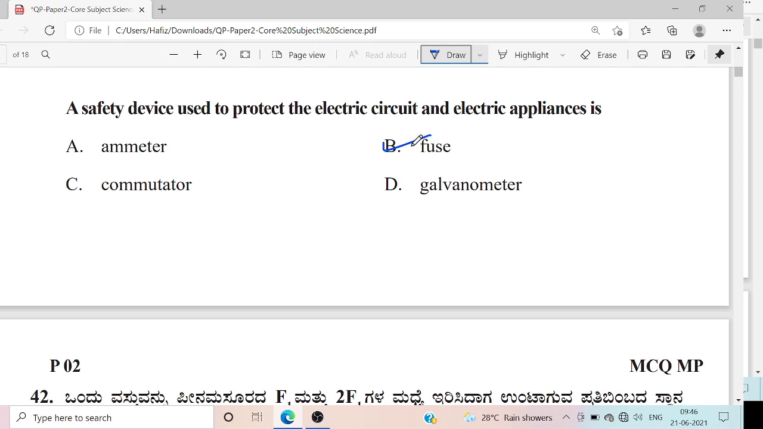Fuse is the device, and you must also know what the other options are. Ammeter is used to measure the electric current in the circuit. Commutator, in motors, its function is to reverse the direction of current, and the role of the commutator is played by the split rings. And galvanometer detects the presence and also shows the direction of current.